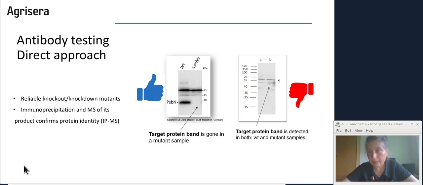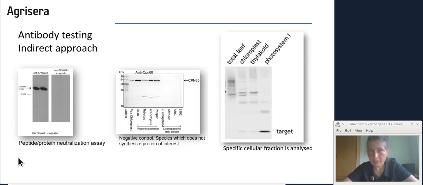But in many situations, there may not be reliable mutants available. And in such situations, we apply an indirect approach, which means that we can neutralize an antibody with free peptide. There will be immunoprecipitation happening. The antibody will bind to the peptide, and a resulting supernatant, which is used on Western blot, will produce no band. We can also use negative controls, meaning samples from species which do not contain the target protein.